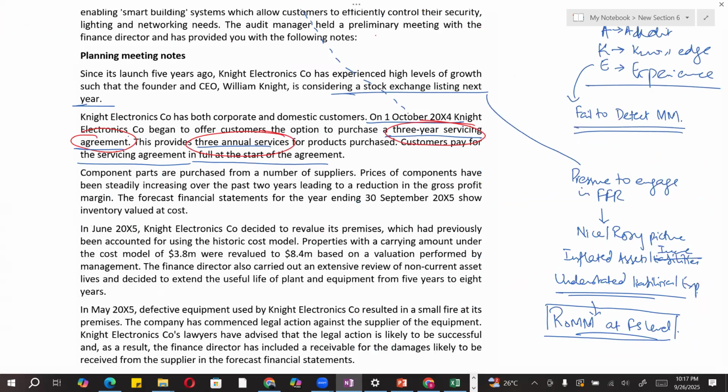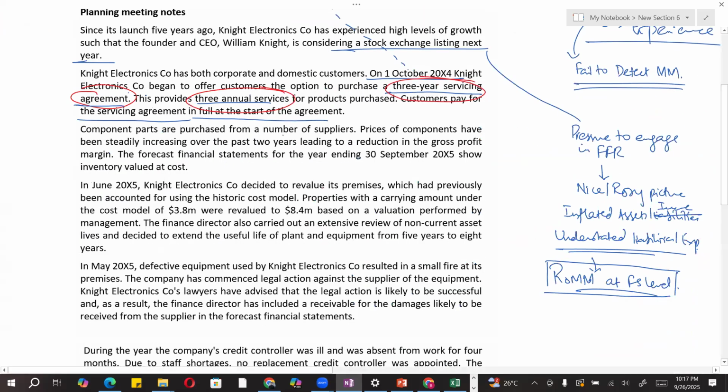Okay, let's proceed further. Component parts are purchased from a number of suppliers. Prices of components have been steadily increasing over the past 2 years, leading to a reduction in the gross profit margin. The forecast financial statements show inventory valued at cost. Now, this paragraph has been drafted by the examiner in a very interesting manner.